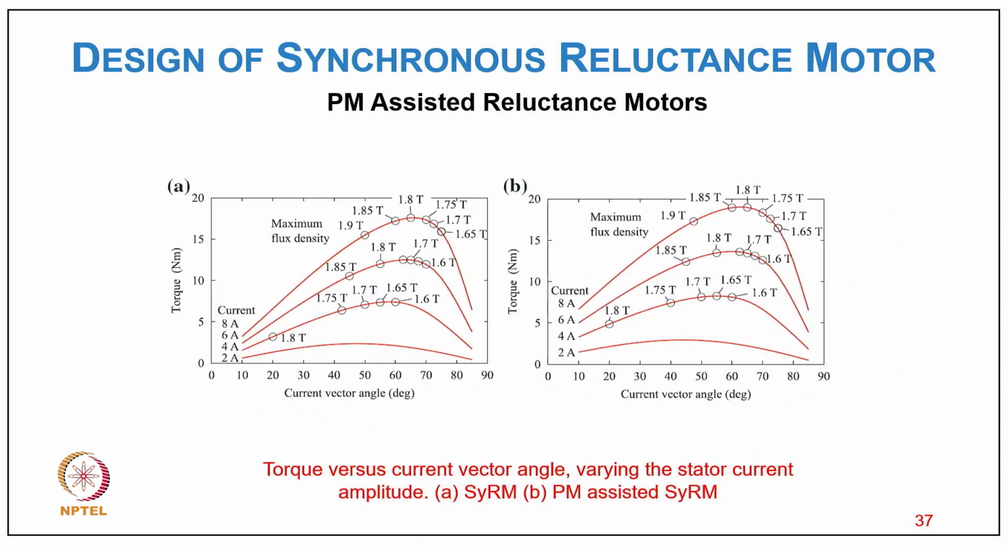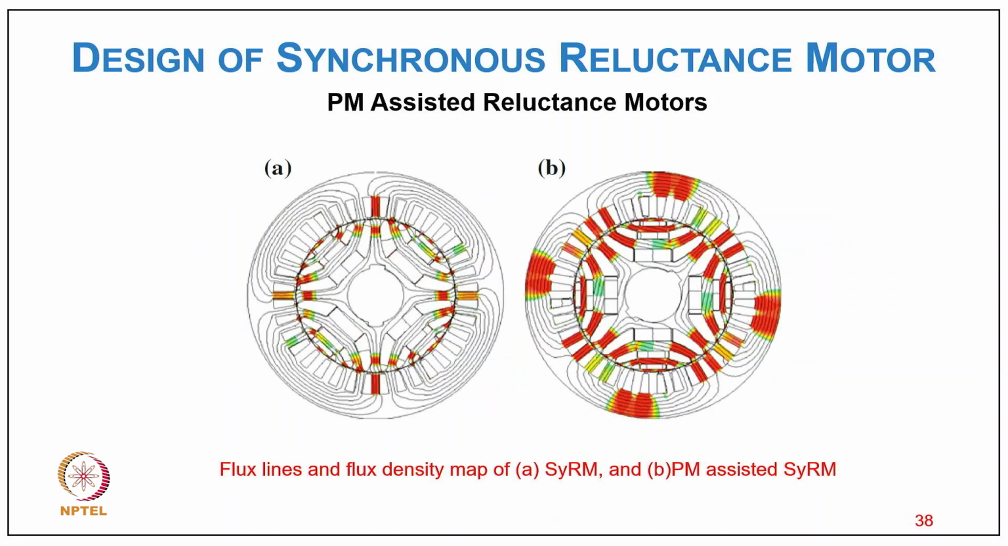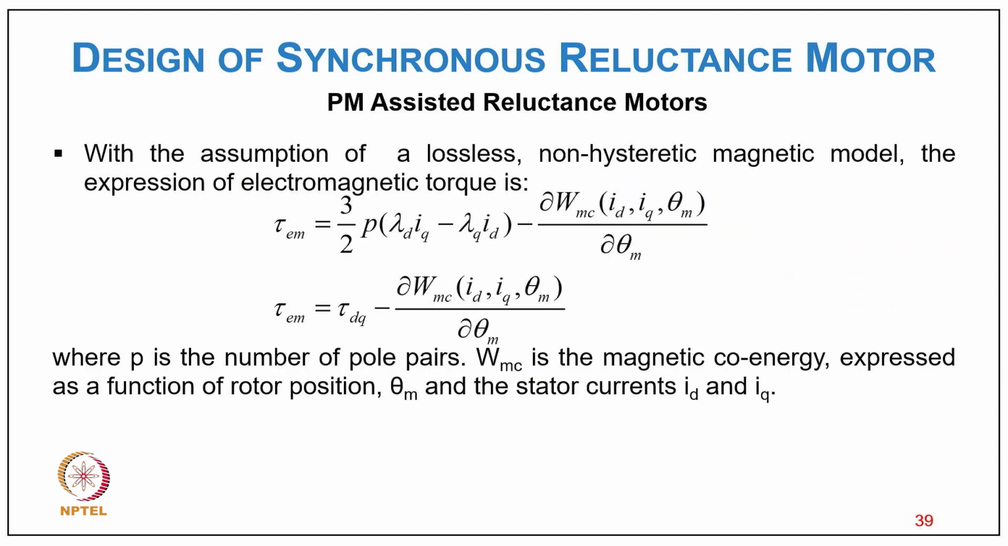And now you can see the effect typically on the torque current angle characteristic of the two cases of synchronous and PM assisted reluctance motors. And then you can see the flux line and flux density map of the PM assisted synchronous motor.